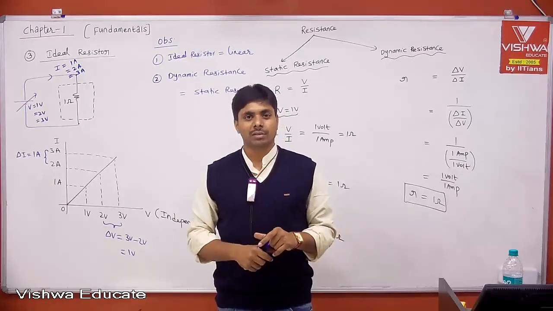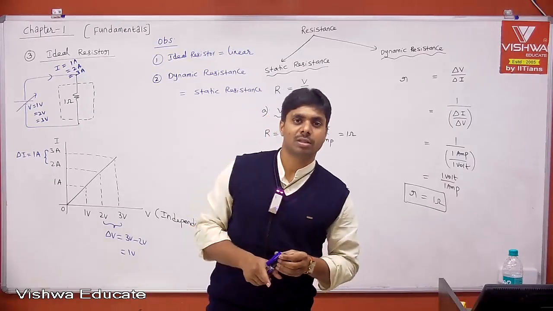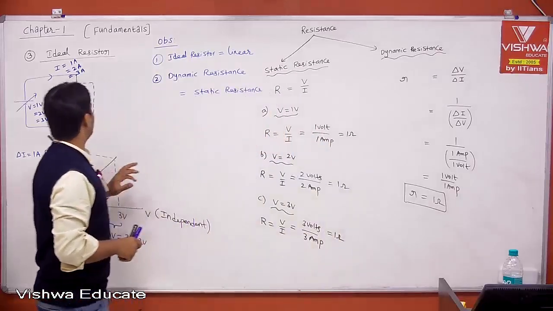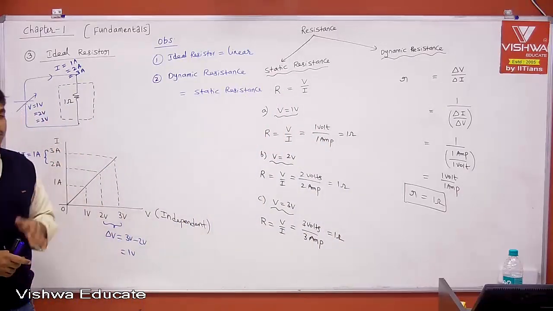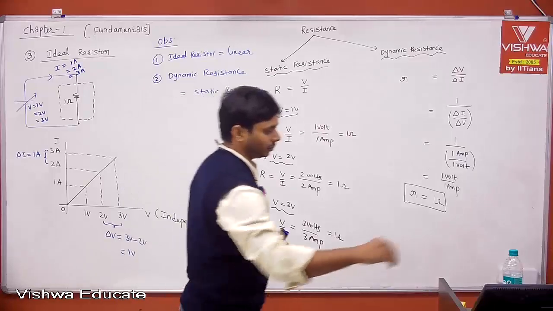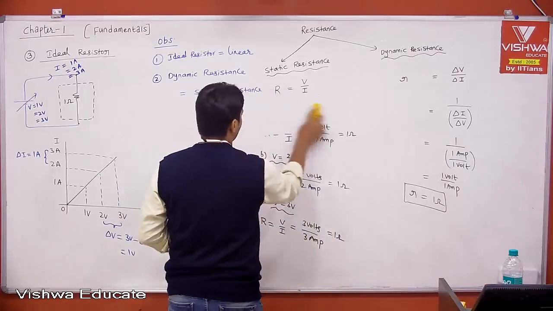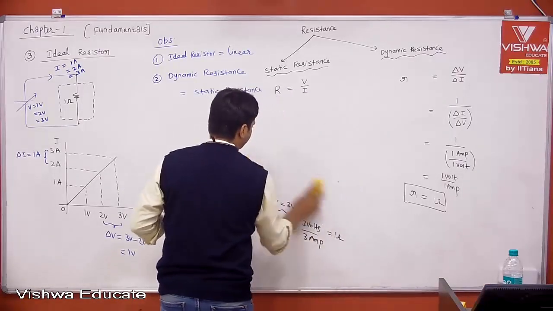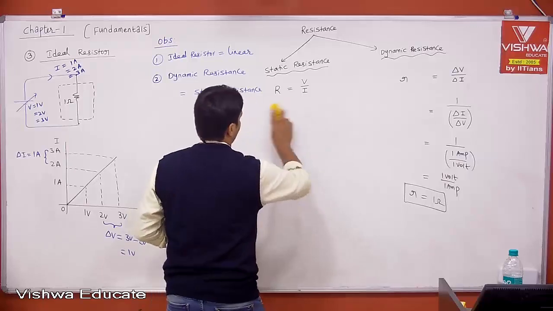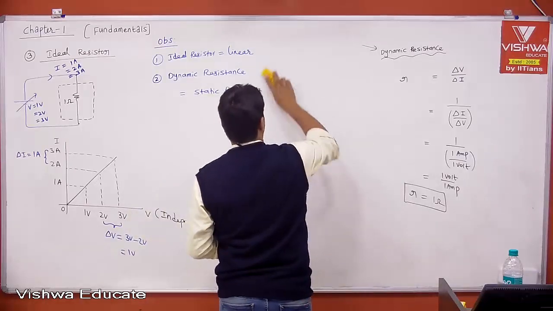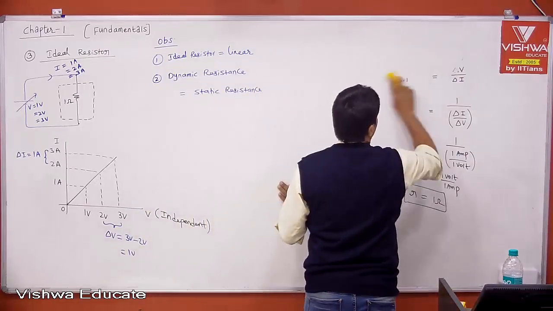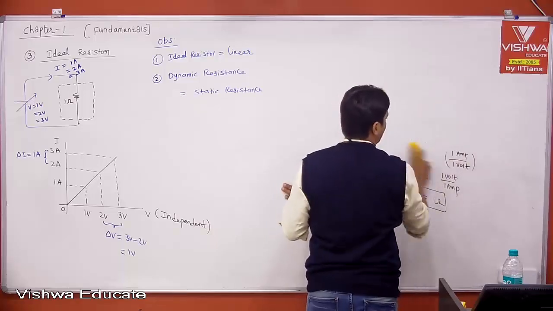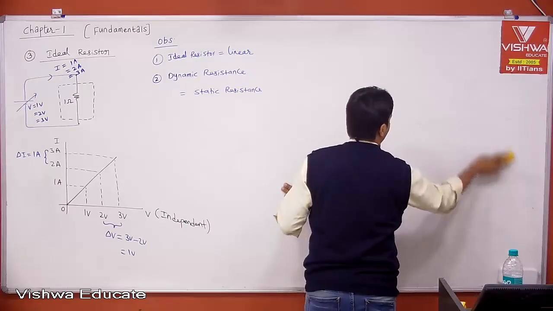Okay, now write down overall observations, not specific to voltage source, current source, resistor. Now overall observations, okay? Write down overall observations.